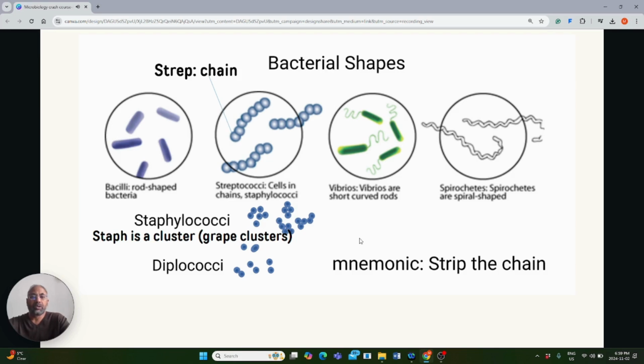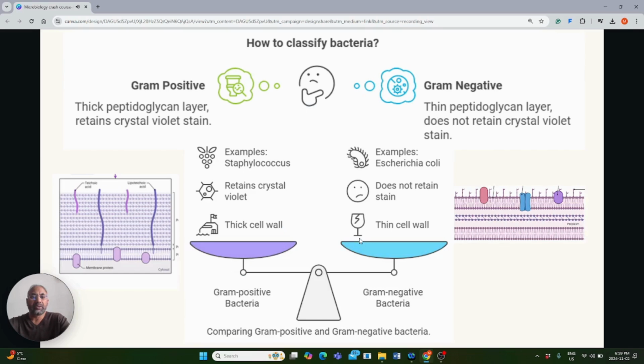Okay, so now going to our next slide, which talks about the classification of bacteria. Now, the classification of bacteria is mainly based on a staining technique, which is called gram staining. Based on this gram staining technique, we have divided the bacteria into two types, which are the gram positive and the gram negative.